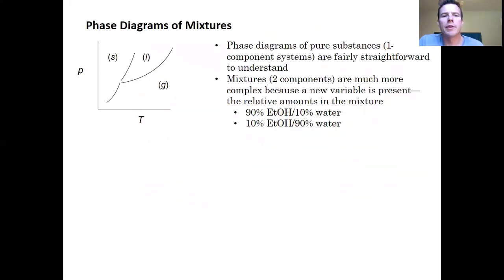So away we go. This is a phase diagram of a pure substance. It's really simple. Pressure on the y-axis, temperature on the x-axis. I get regions where there's, say, pure gas, and on the lines there's two things present. When I have a mixture, it gets a lot more complicated because what I need to figure out is how much of a particular substance is there. What's the relative amount? For instance, I could be 90% ethanol and 10% water, or 10% ethanol and 90% water. Those two would have very different properties.